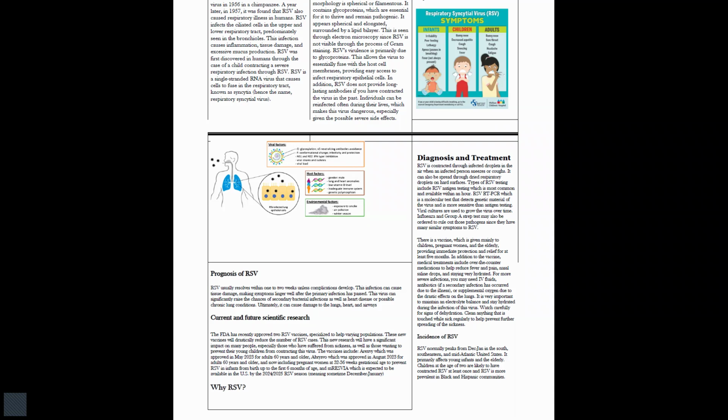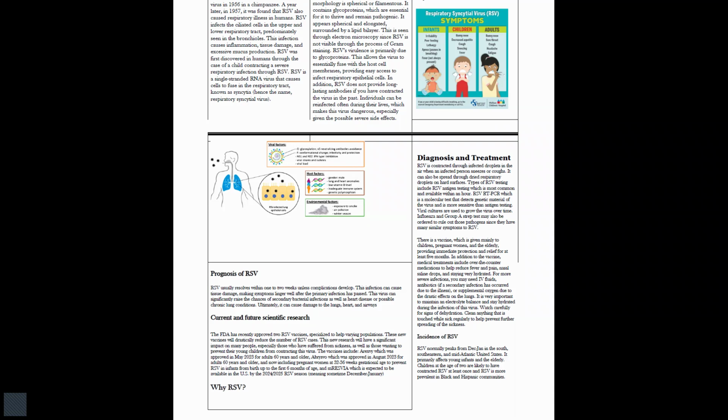So, diagnosis and treatment. RSV is contracted, like we said previously, through infected droplets in the air when an infected person sneezes or coughs. It can also be spread, though, through dried respiratory droplets on hard surfaces. Types of RSV testing include RSV antigen testing, which is most common and available within an hour. RSV RT-PCR, which is a molecular test that detects genetic material of the virus and is more sensitive than antigen testing.